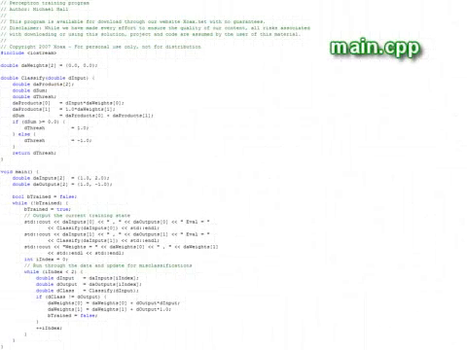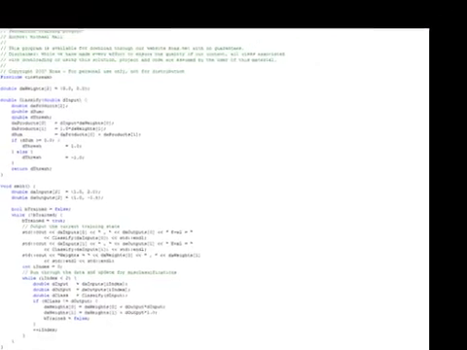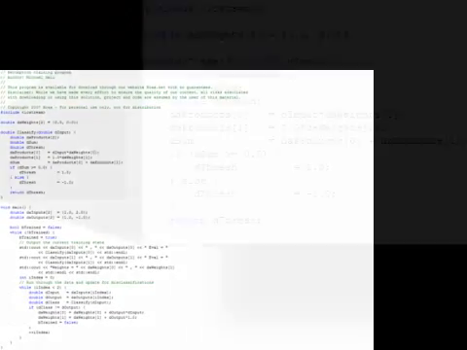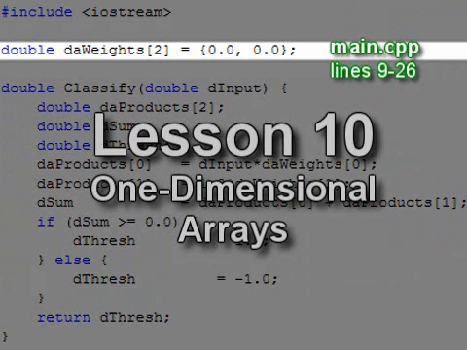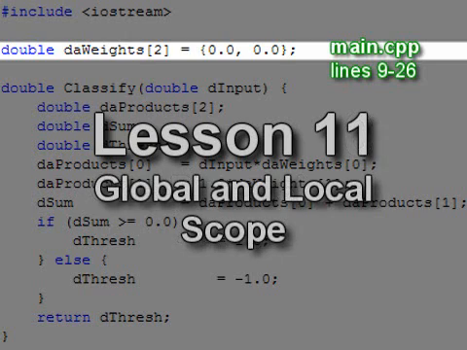Here's the full Perceptron training program, which is available for downloading at zoax.net. The first 8 lines are just our header information, so we don't need to go over that. In line 11, we declare and initialize an array of weights. Arrays were covered in lesson 10. Notice that the weights are not declared inside of any code block, therefore the weights have global scope. In lesson 11, we talked about global and local scope.